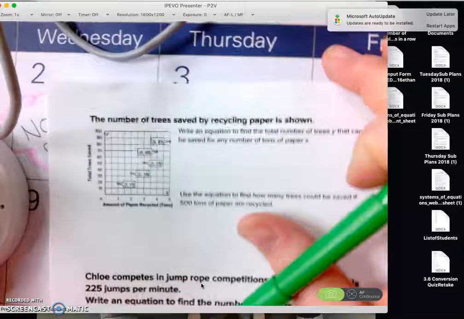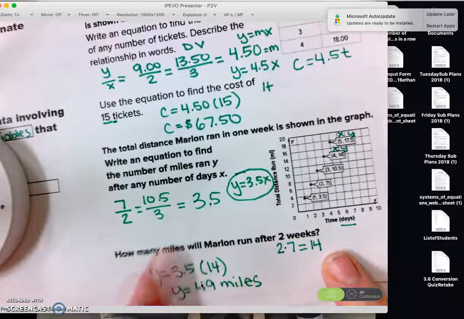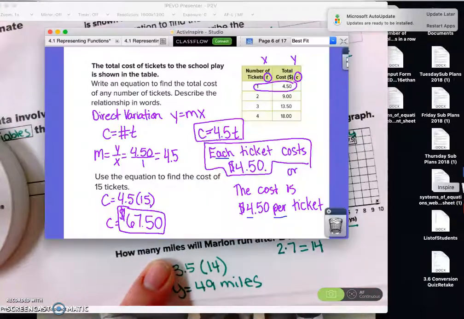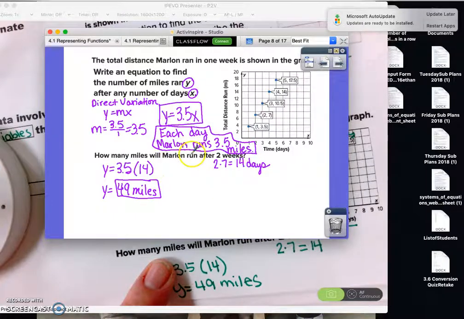Our last one is going to be the number of trees saved by recycling paper. Oh, sorry, we have to use words first. So how we would describe this is, each day Marlin runs 3.5 miles, or I could say Marlin runs 3.5 miles per day.